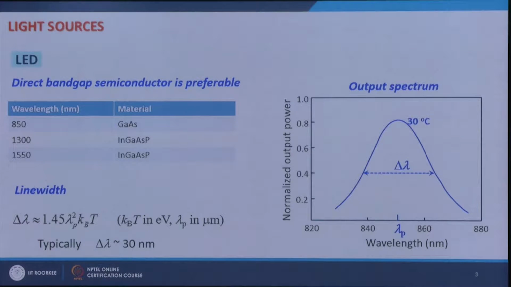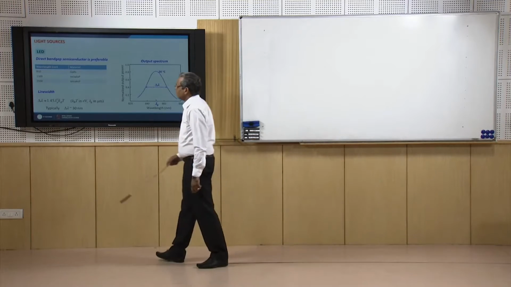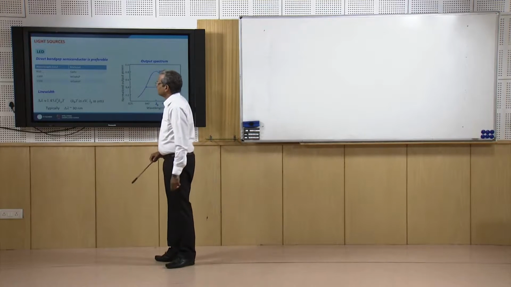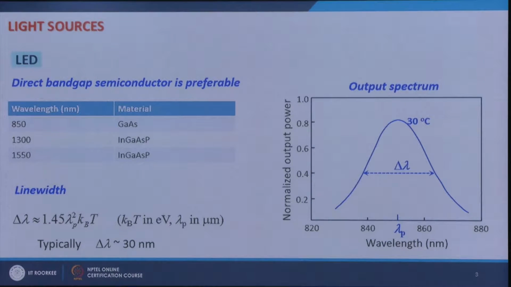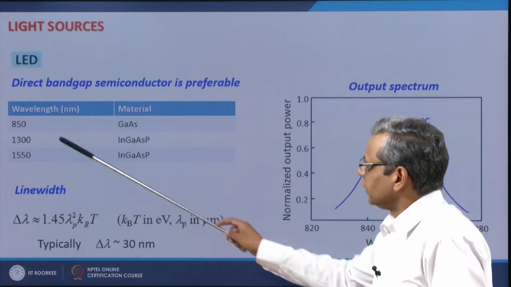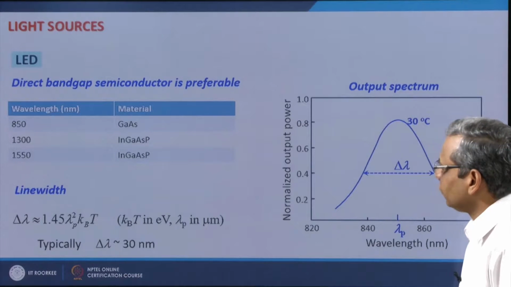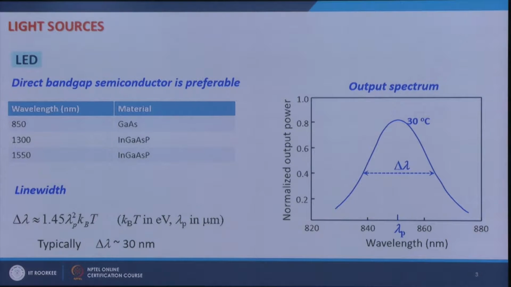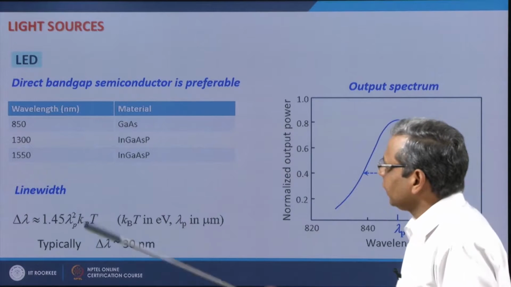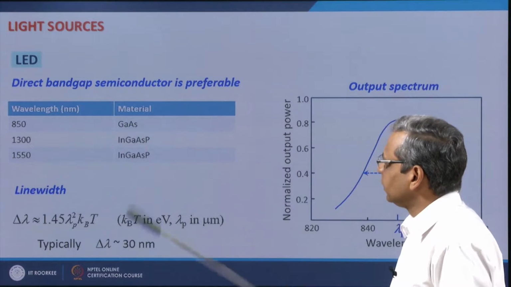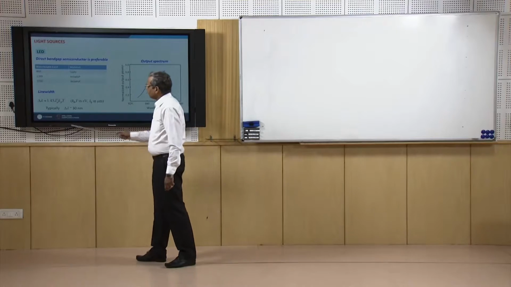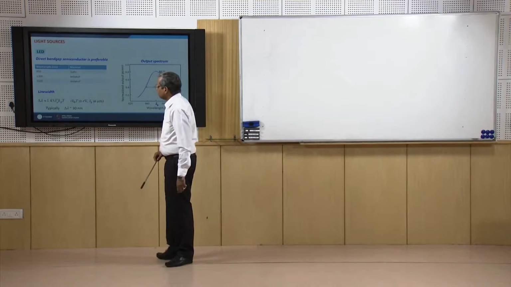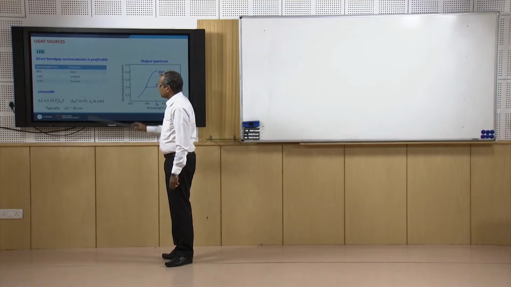If we look at light sources, we have the LED, which can be made from semiconductor materials of direct band gap. There are certain materials for the wavelengths at which we can make the light source. At 850 nanometer wavelength, the suitable material is gallium arsenide, while at 1300 and 1550 nanometer wavelength we use indium gallium arsenide phosphide.